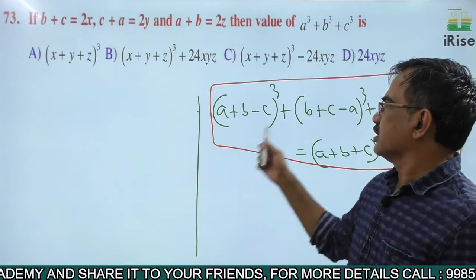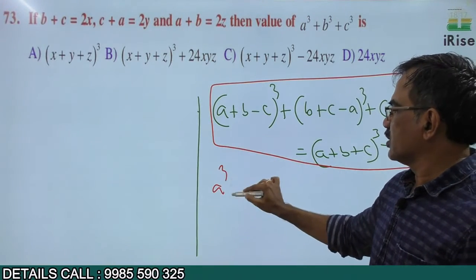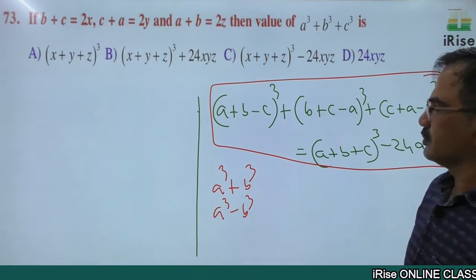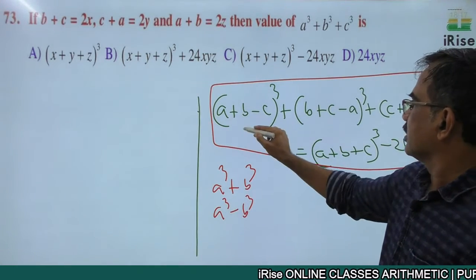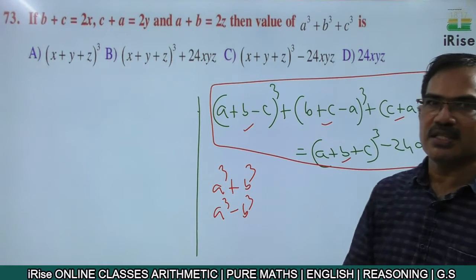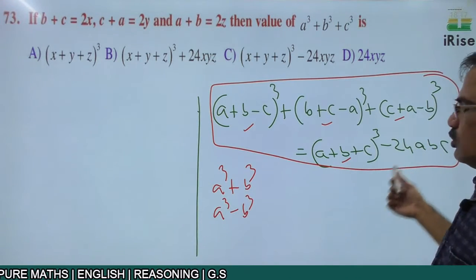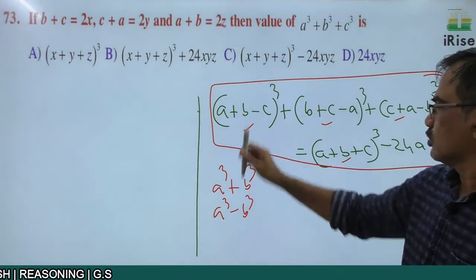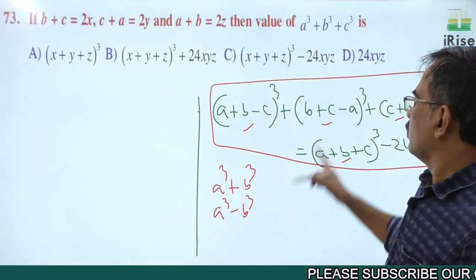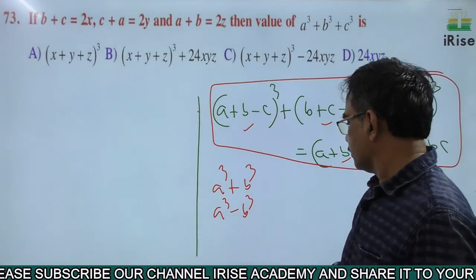I have already discussed the proof; it is not necessary. The proof can be done using the a cube plus b cube and a cube minus b cube formulas. By considering these terms, we get the answer as 24abc. If you transfer it to the right side, we get (a plus b plus c) whole cube minus 24abc is equal to this one. So I want to use this formula to solve this question. Listen carefully.